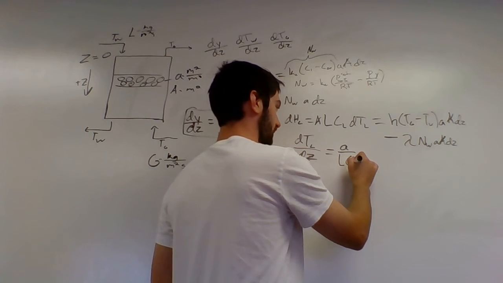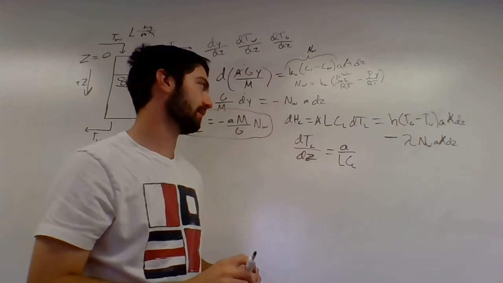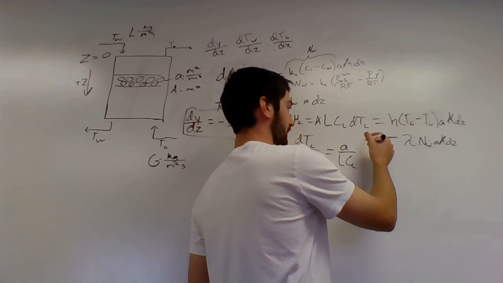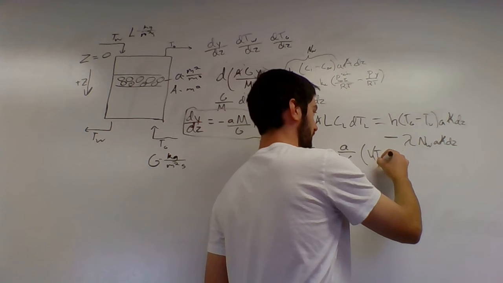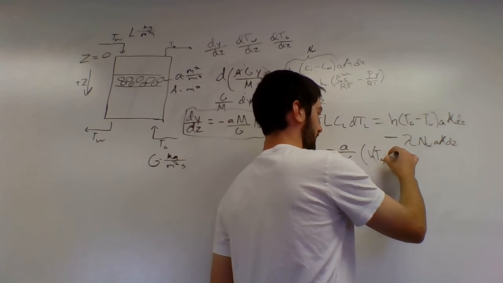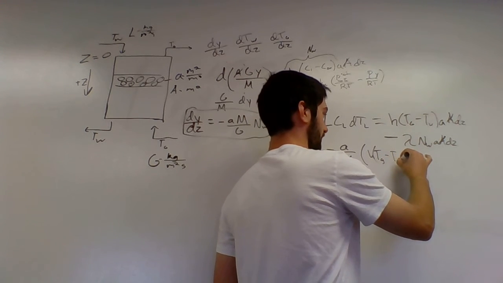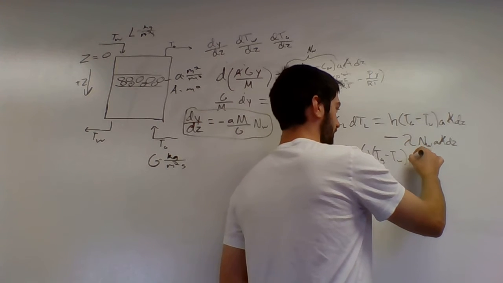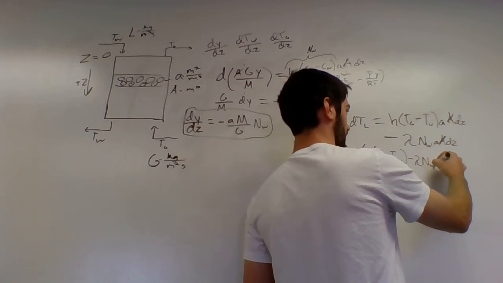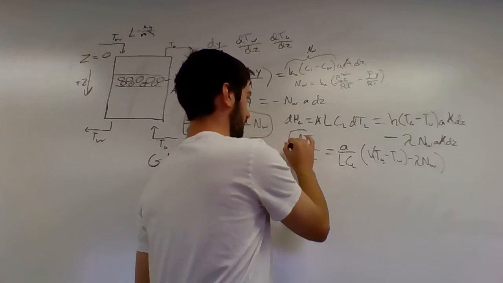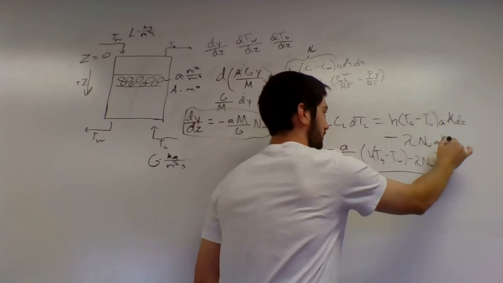So liquid flow rate, specific heat of the liquid. Then we just multiply this by what's left. So we have the heat transfer with the temperature difference, temperature of the gas minus temperature of the water, minus the enthalpy of vaporization times the molar flux of water, and that's our second differential equation.